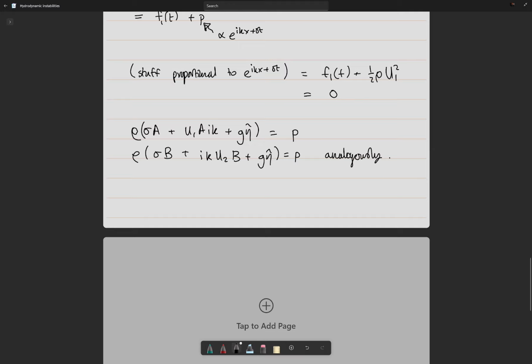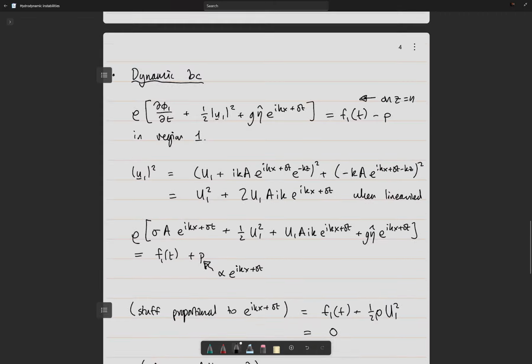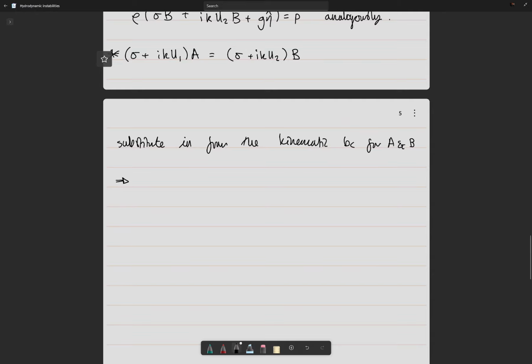But pressure matches across the interface, so these two sides are equal to one another, and we're just left with sigma plus ik u1 a is equal to sigma plus ik u2 b. Alright, so this result here gets us pretty close to our final result. Remember what a and b are? Well, we substitute in from the kinematic boundary condition for a and b, and that gives us an expression that is just sigma plus ik u1 squared plus sigma plus ik u2 squared is equal to 0.